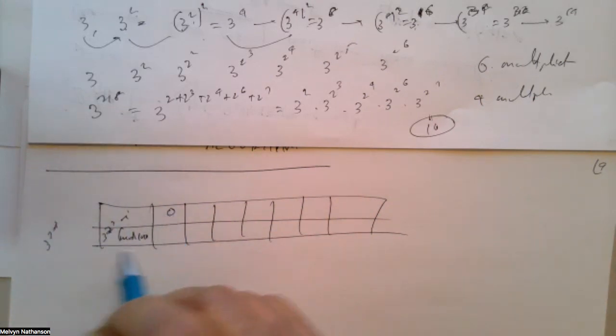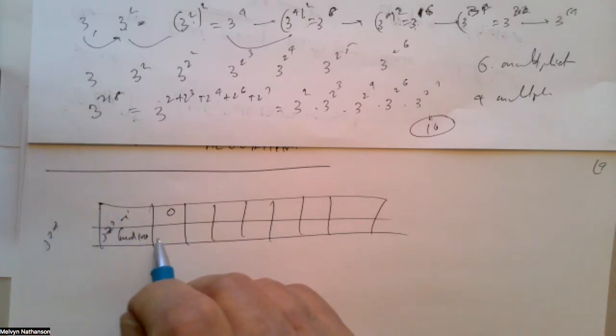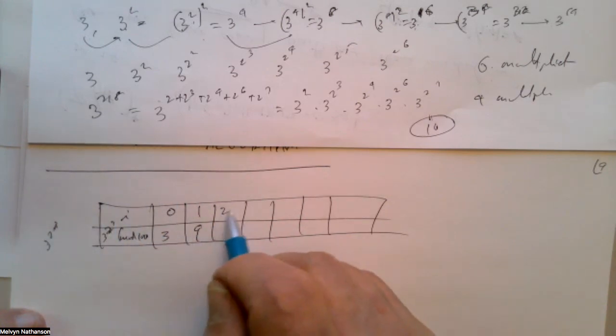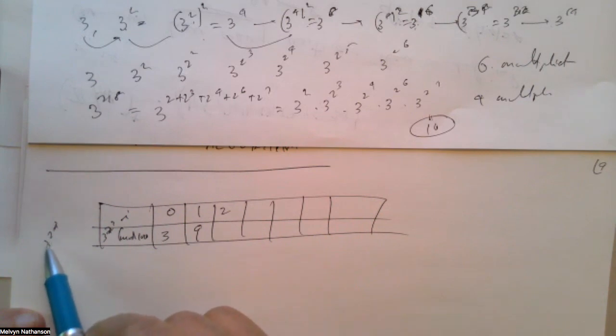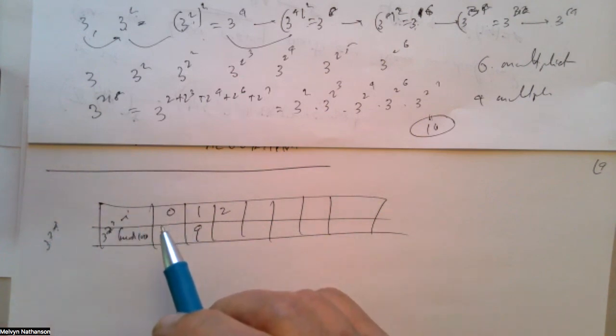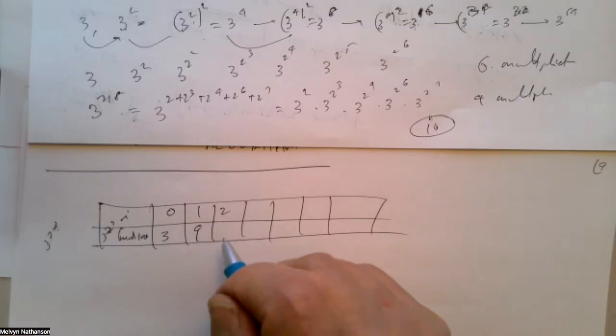So when i is 0, 2 to the 0 is 1. This is 3 to the first power, or 3. When i is 1, this is 3 squared, or 9. When i is 2, this is 3 to the 2 squared, 3 to the 4th. What is 3 to the 4th? 3, 9, 27, 81.